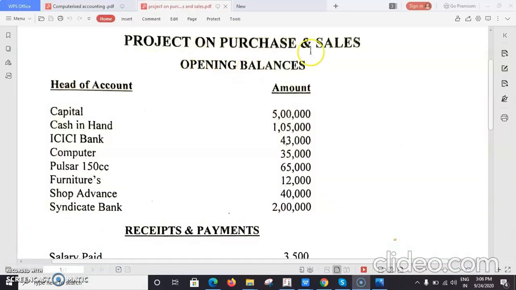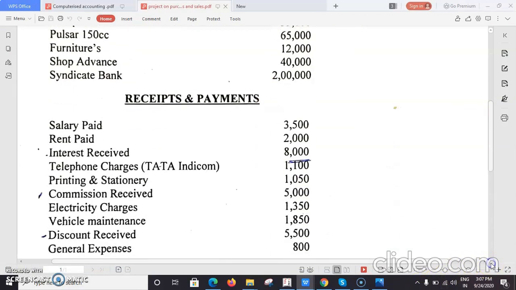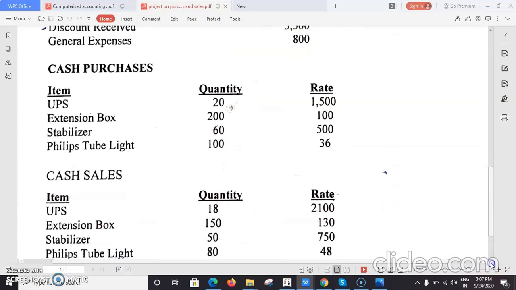So, the project on purchase and sales. He has given the opening balance. In this problem, receipts and payments are also there, and purchase and sales are also there. He has given the opening balance, and the receipts and payments. Here in purchases he is using cash purchase, purchasing UPS, extension box, stabilizer, and Philips tube light.